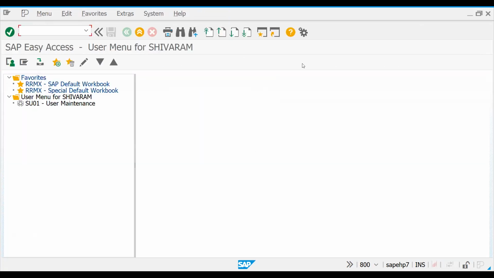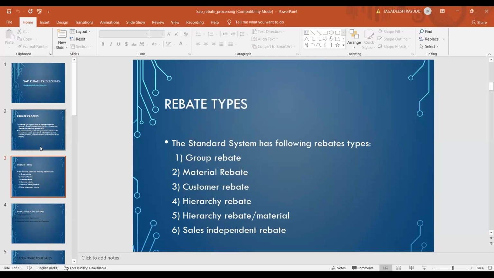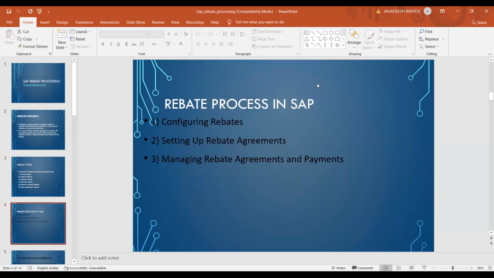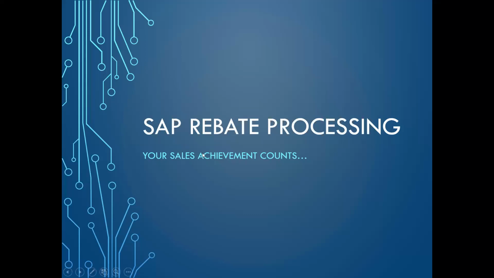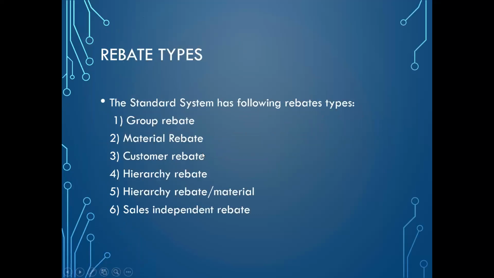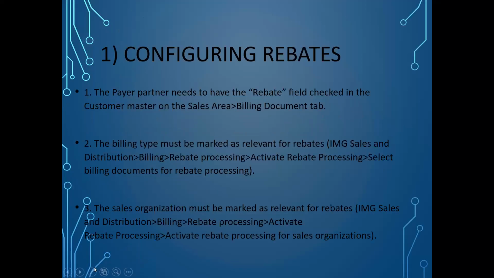This is how your system identifies the first setting. Okay, now let's go back to the slide. So if you see here, your billing document type must be activated. So what are the billing documents we have? Let's try to understand this.